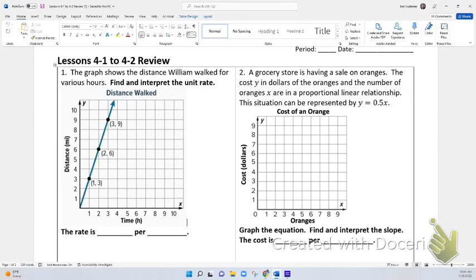For number 1, it says the graph shows the distance William walked for various hours. So William went on a walk. Maybe he was yelling at his girlfriend, who quite knows. And we're trying to find the unit rate.